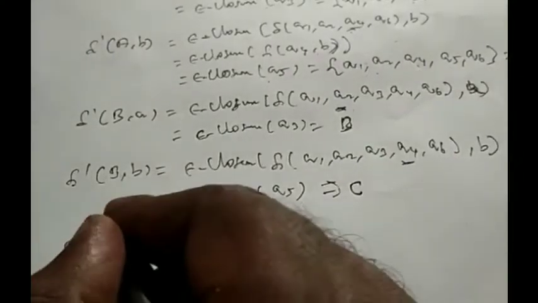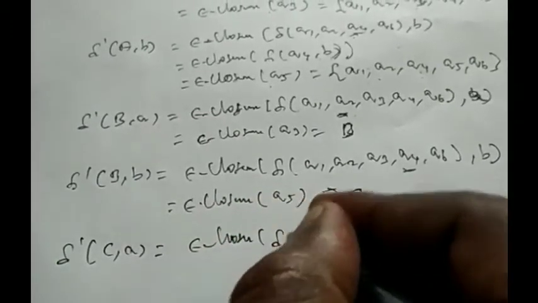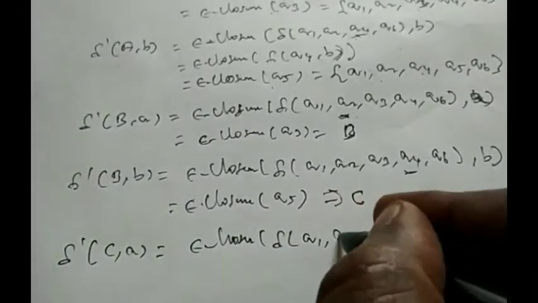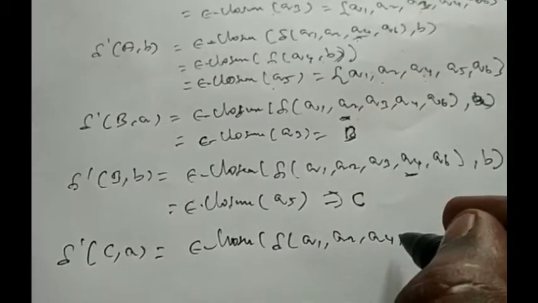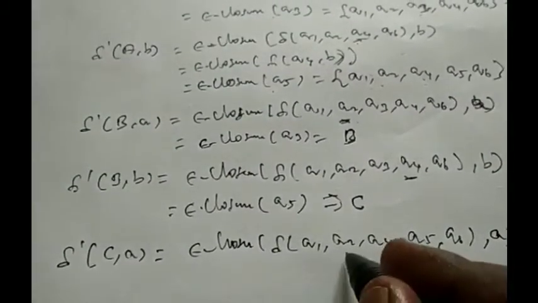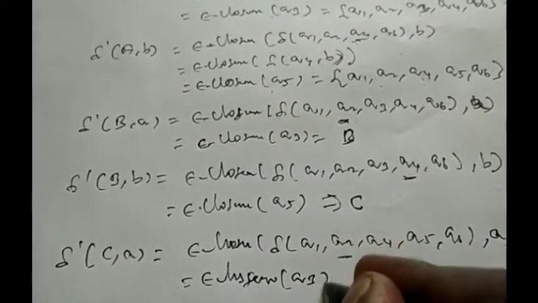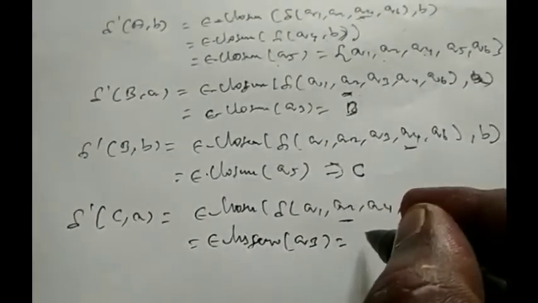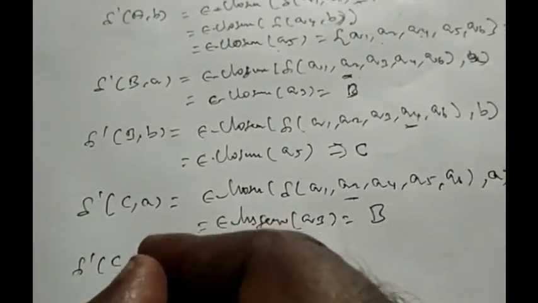Okay, so B I have applied and now I am going to apply for C. So delta dash for C comma A is equal to epsilon closure delta of, what is C? It is Q1, Q2, Q4, Q5 and Q6 comma A. It can be applied on only Q2, so automatically when I apply A on Q2, it goes to Q3. Epsilon closure for Q3 is already identified; it is called B. Now no new state is generated.